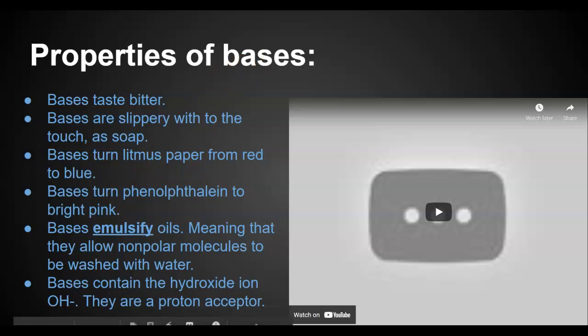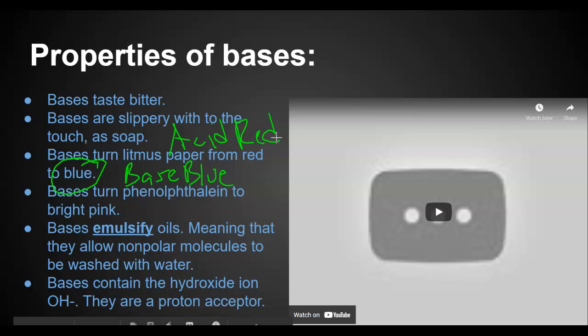If there's nothing else you take from this section, bases are blue in litmus. Acids are red in litmus.